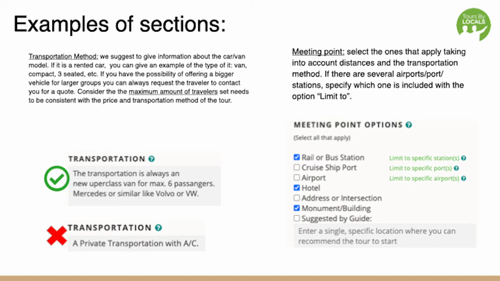If there are several airports, ports, or stations, specify which one is included with the option Limit to. And if you can make a pickup in another one at an extra cost, you can inform the traveler on this section and they could contact you for a quote.